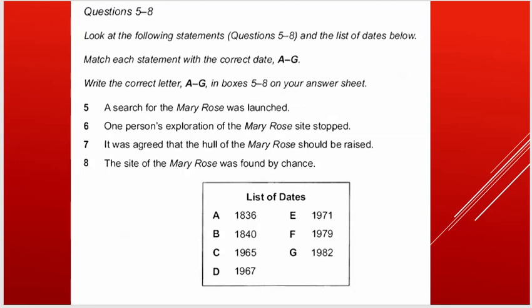Now let's understand what exactly we need to do in this question. If you read the instruction given properly, here they are asking us to write the correct letter A to G. Let me just highlight that with my mouse pointer. Write the correct letter A to G, which means we should not write the years. We should write the alphabet or the letter that coincides to the number.